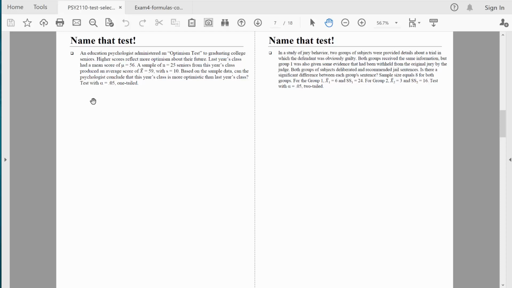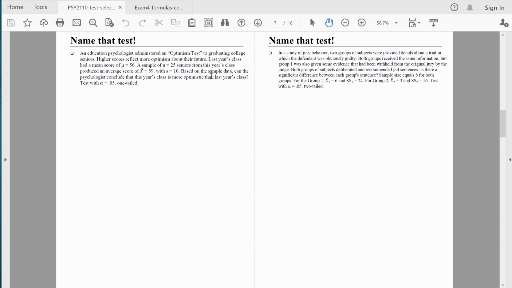All right, I see a population mean. I'm clearly going to compare something to that population mean. So I might highlight mu equals 56. It says a sample of 25 seniors from this year's class produced an average score of 59. I see a sample and I see one sample mean listed right there. So already I can tell this is going to be a one sample test. Along with that sample mean, I see a sample standard deviation right here. So I'm going to make note of that.